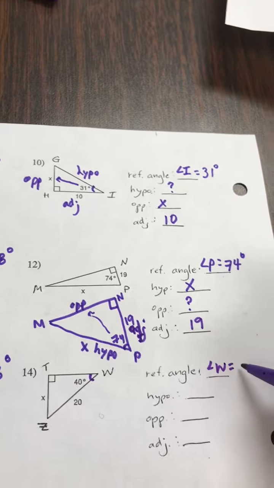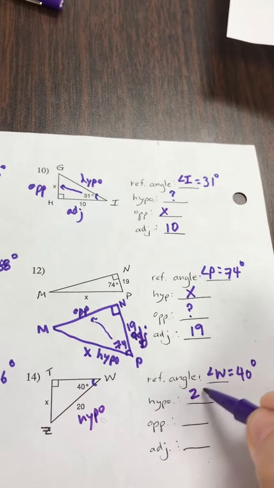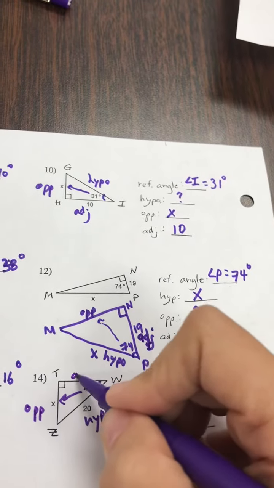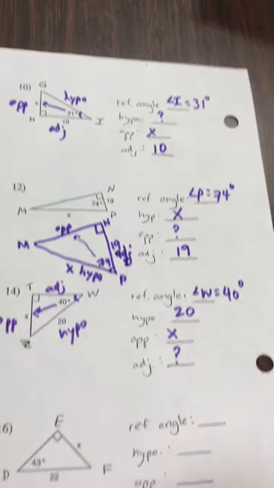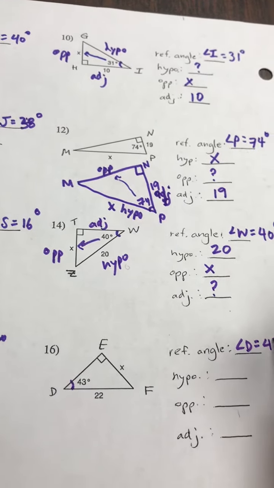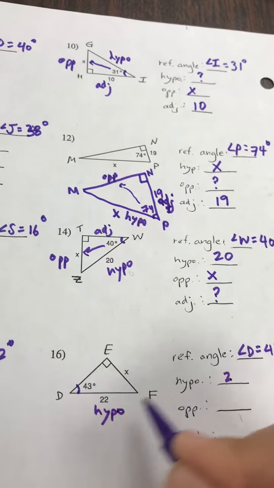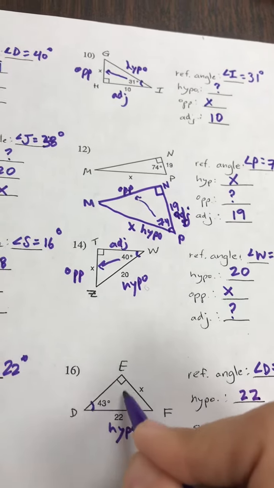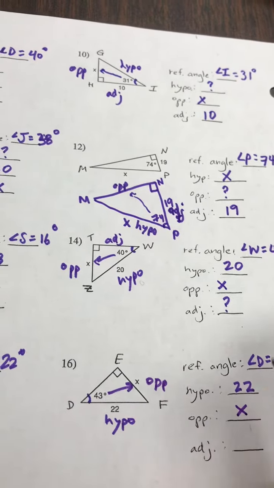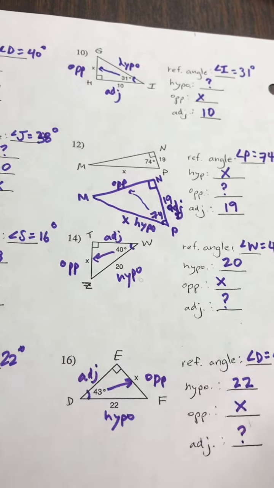W is my reference angle. 20 is my hypotenuse. X is the opposite side. Leaving this as the adjacent, nothing happens to be there. D is my reference angle. 22 is my hypotenuse. X is opposite my reference angle, leaving this side as my adjacent DE, and there's nothing there.